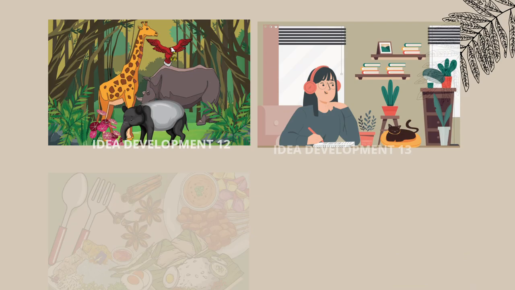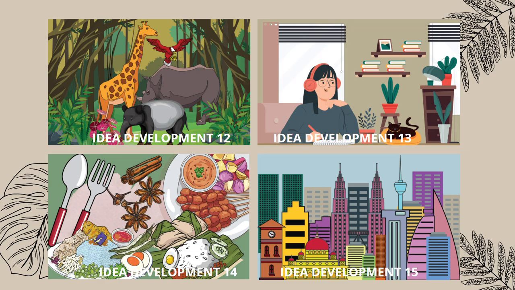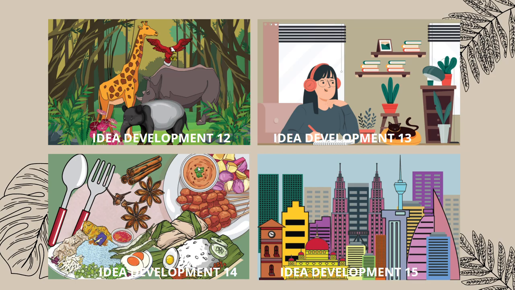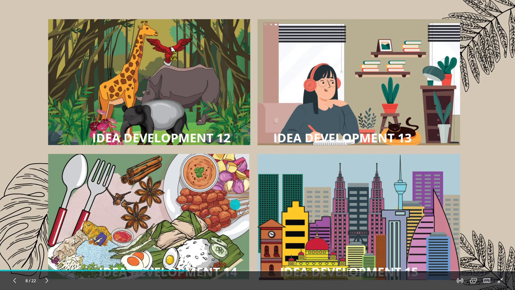And then we move to the idea development number 12, which is about the animal in the jungle. Idea development number 13 is about the online distance learning that currently happened to us. And then idea development number 14 is the combinations. It is about the combinations of Malay cuisines. It has a nasi kerabu, nasi lemak and also satay and also have the herbs.